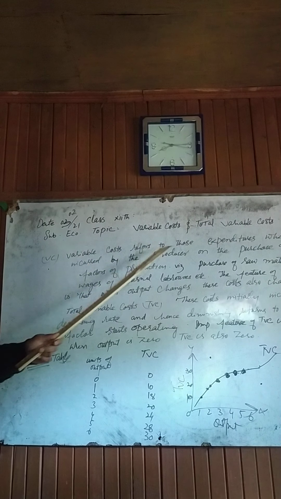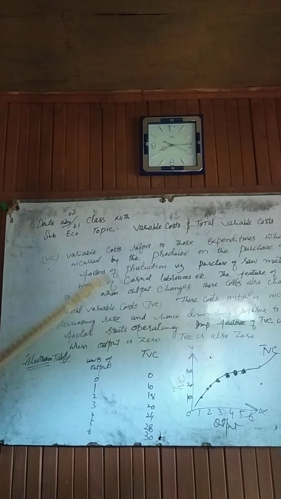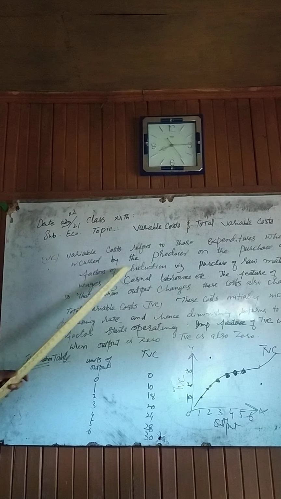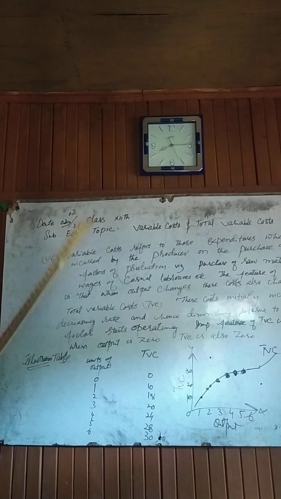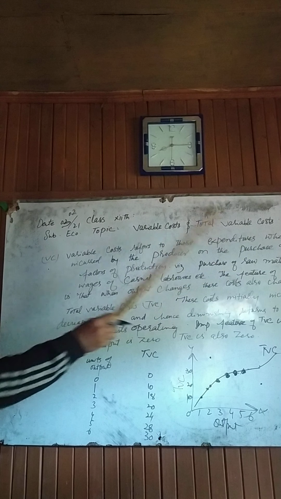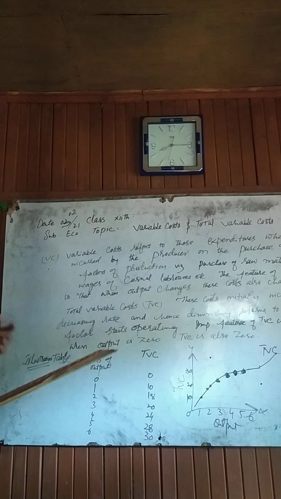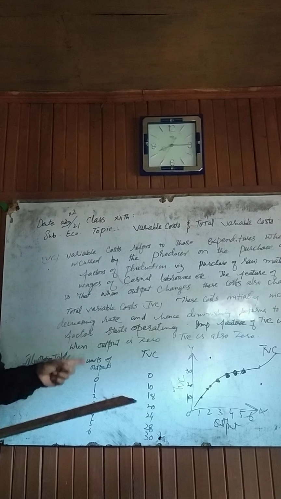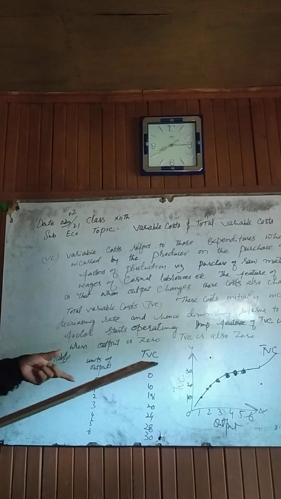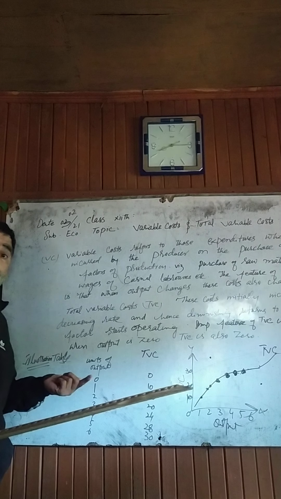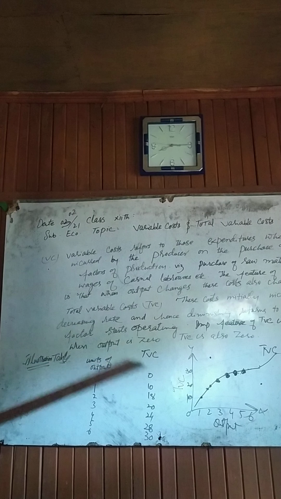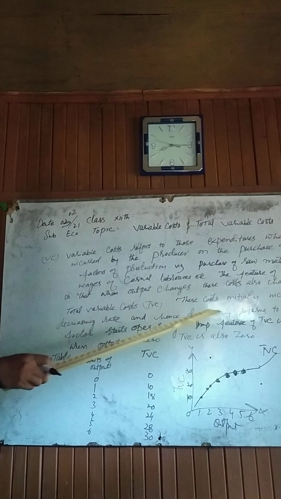Variable costs refers to those expenditures which are incurred by the producer on the purchase of the variable factors of production. Here one thing should be noted, that we have to understand what variable factors of production are. Land is not a variable factor of production. Capital may be a variable factor in the short run, but when it is invested for a long period, then it may be considered as a fixed cost.